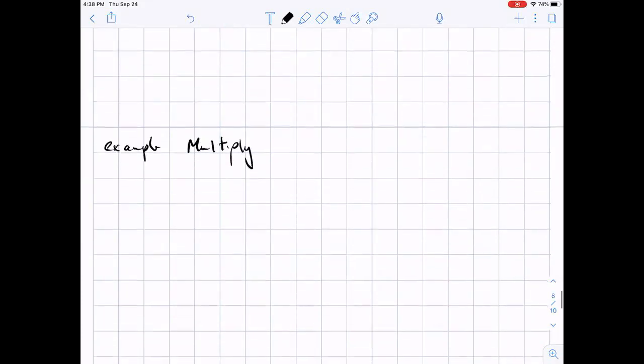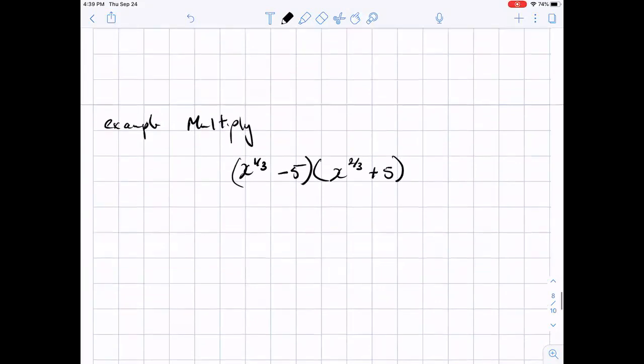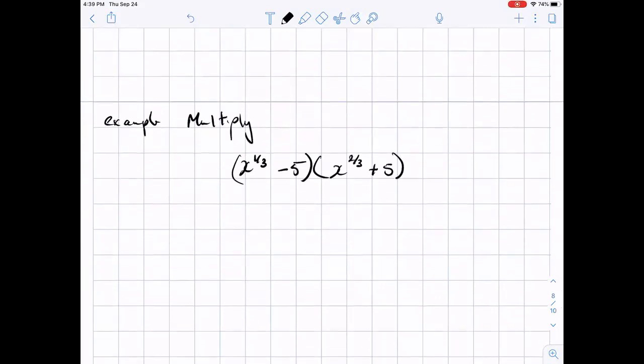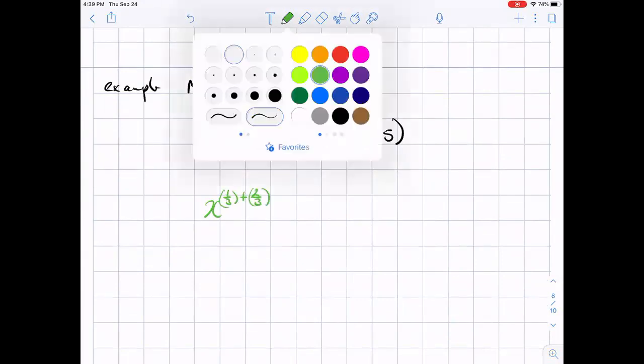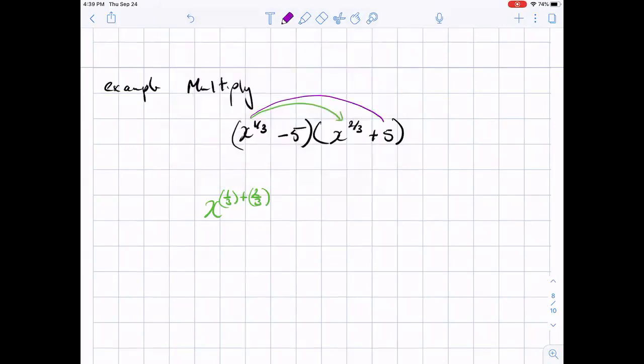If I have, for example, x to the 1/3 minus 5 times x to the 2/3 plus 5. The same idea. You usually call this FOIL. So we multiply it out. What is x to the 1/3 times x to the 2/3? Well, the bases are the same. When we're multiplying, we add the powers. So 1/3 plus 2/3. And then if we multiply again, we have this times this.